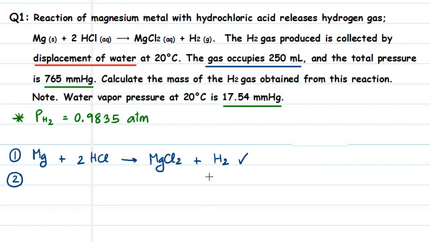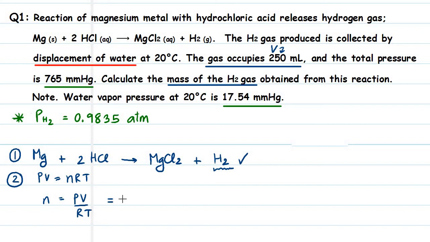And they ask for the mass of hydrogen gas. So the only involving species here is hydrogen gas. That makes life a little bit easier. Since they give us the volume here, 250 milliliter, it's most likely that we're going to be using PV equal to nRT to obtain the mole. So let's write it down. PV equal to nRT. n equal to PV over RT.